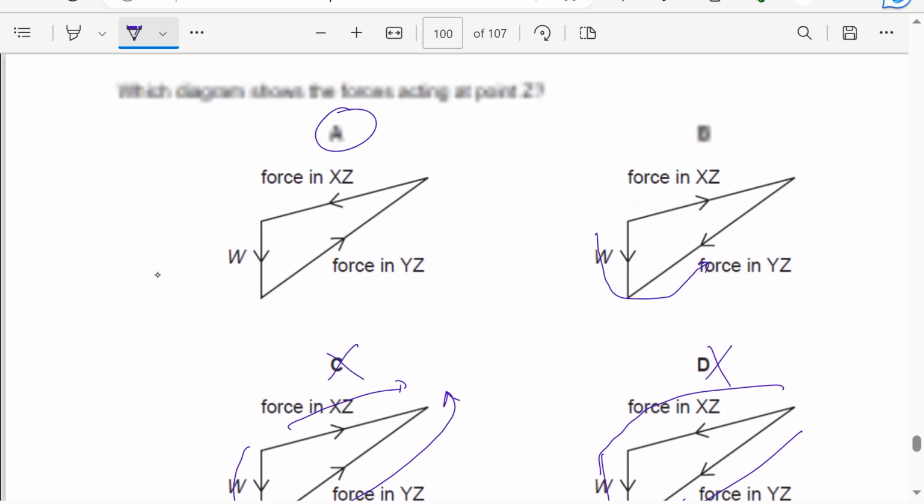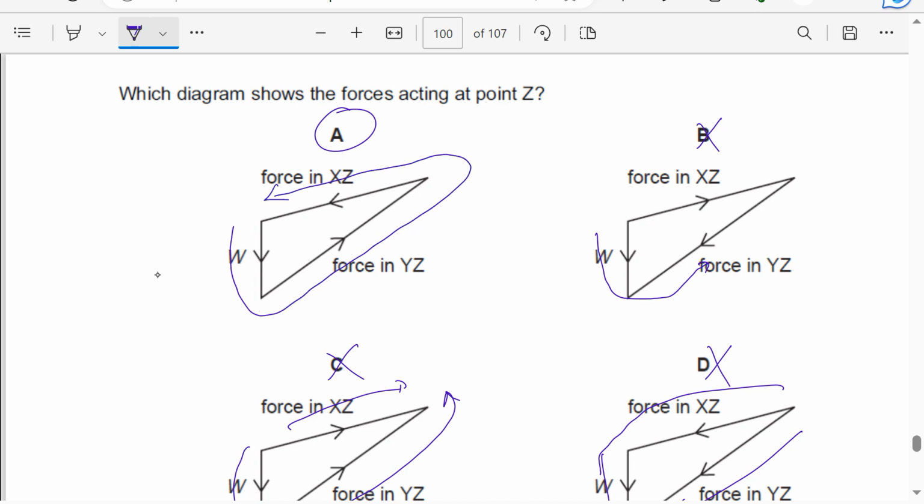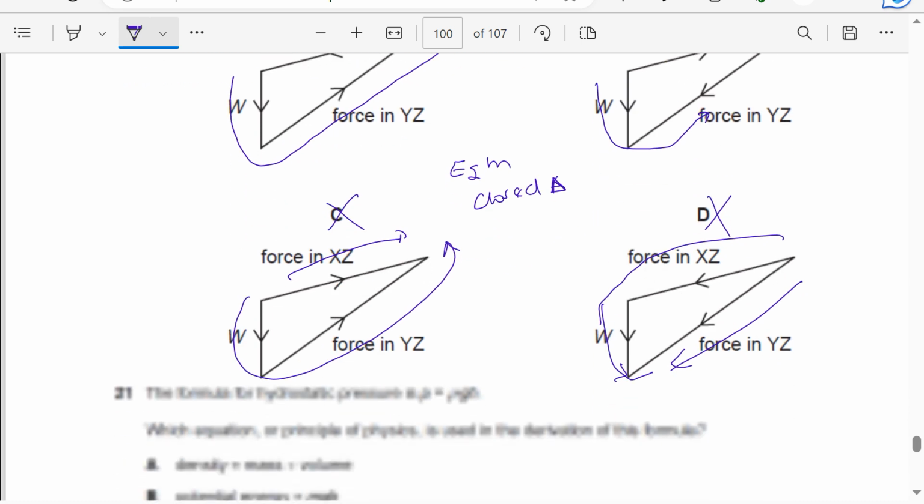Let's check if it is a closed triangle. Moving like this, we can come back to that position, so it is a closed loop. So that is equilibrium. Remember, for equilibrium, we must have a closed triangle. For equilibrium, we have a closed triangle.